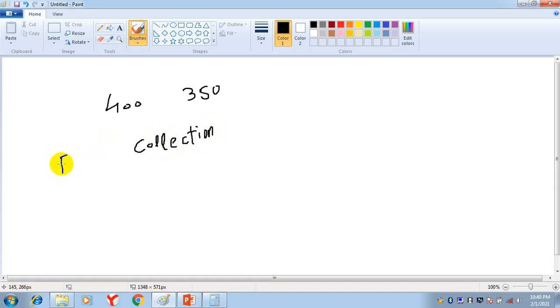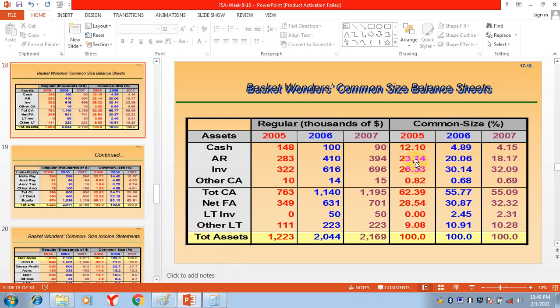Fast collection. We are collecting our cash quickly from customers. So because of this, account receivable comes down from 23.14 to 18.17, because the company made a good policy to collect money from the customers.